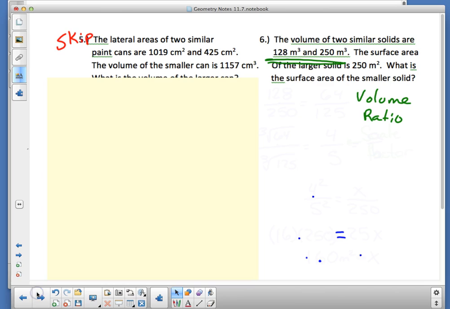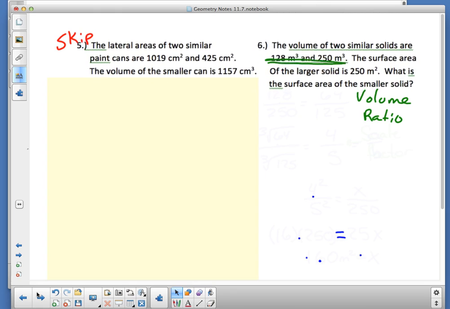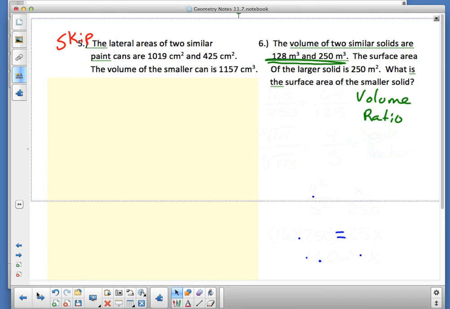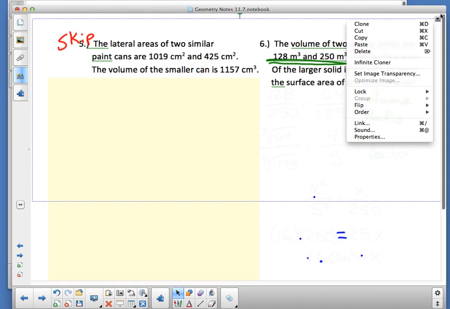So in 5, I'm going to skip. 6, we're going after 6. The volume of two similar solids are 128 meters cubed. 128 meters cubed.